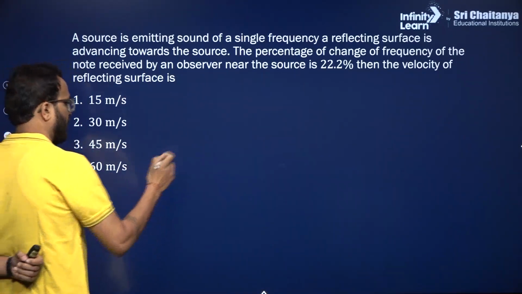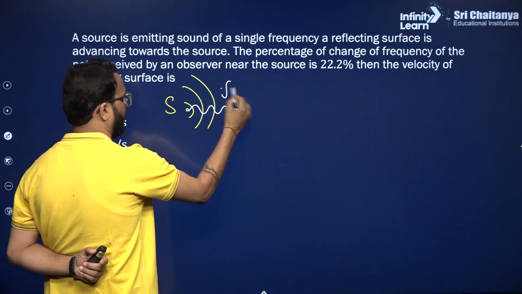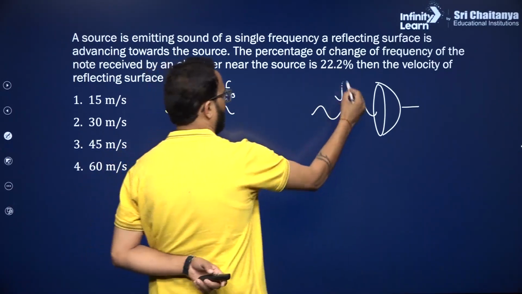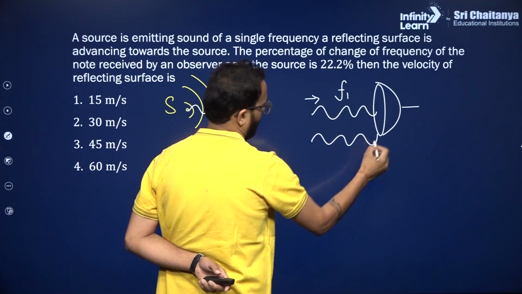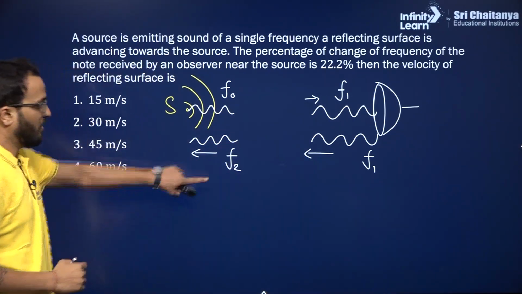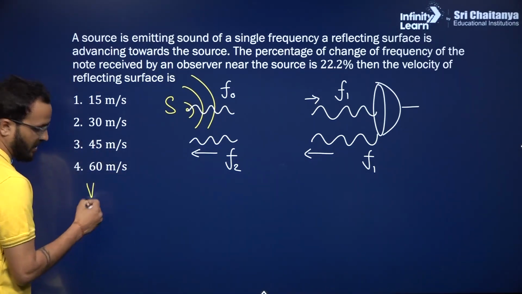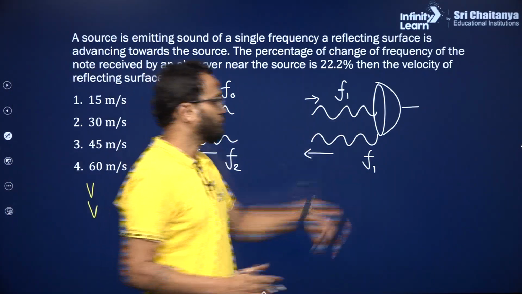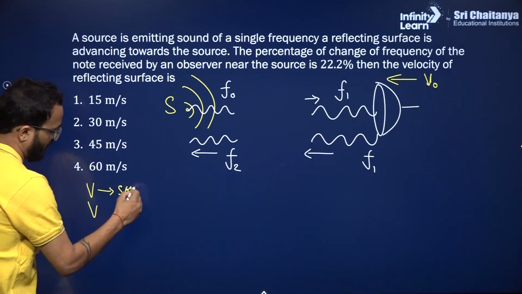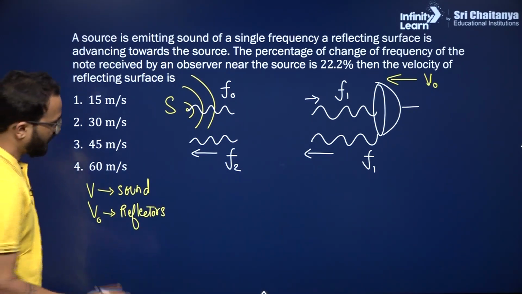Now this is a pretty good concept. If you take a source here, the source is giving out waves like this with f naught, and the waves which are reaching the reflector here, they are f1, and then it is also giving out f1 here, but when these waves are reaching the source, they become f2. So the difference between f2 and f naught they are asking, they have given, in fact, is 22%, right? So first of all, what is this? Velocity of sound is not given, let's take it v. Velocity of this is coming here, let's say its velocity is v naught. Okay, so we will say that this is sound speed and v naught is reflector's speed.